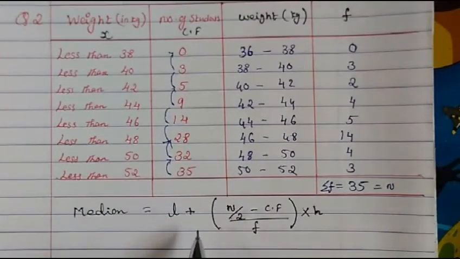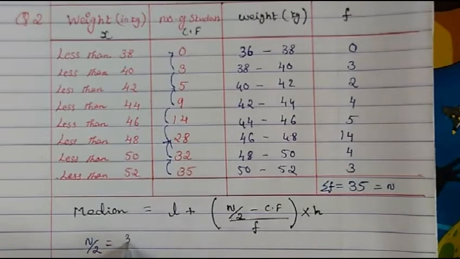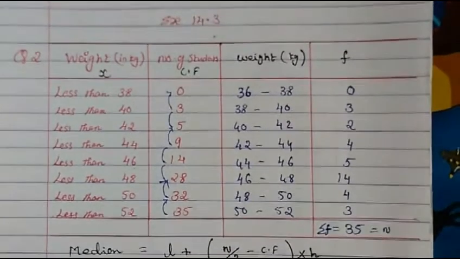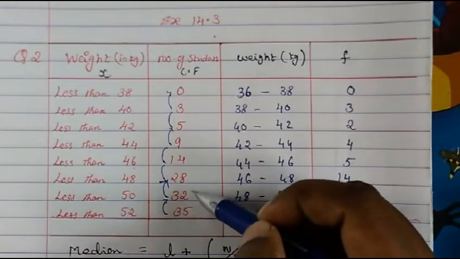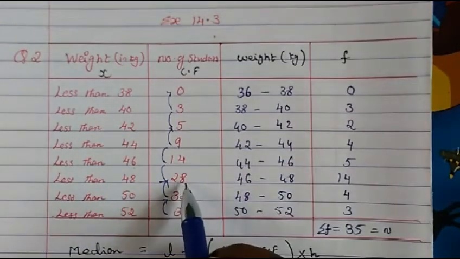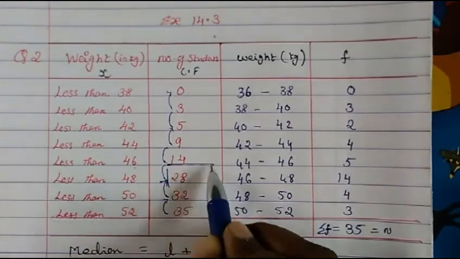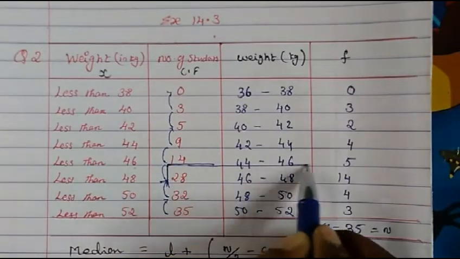So how do we find out? First step, what we have to do? N upon 2. So N upon 2 is what? 35 upon 2 gives us 17.5. Now in CF, we look for the value just greater than 17.5. Just greater than 17.5 is 28. So we'll take the whole thing.